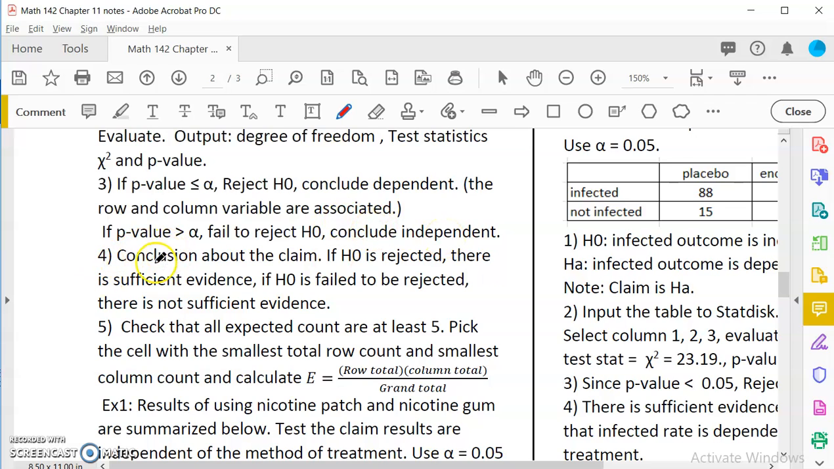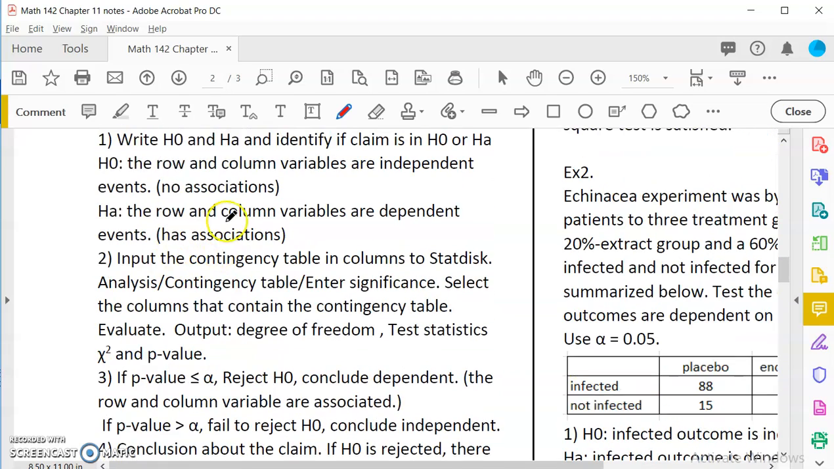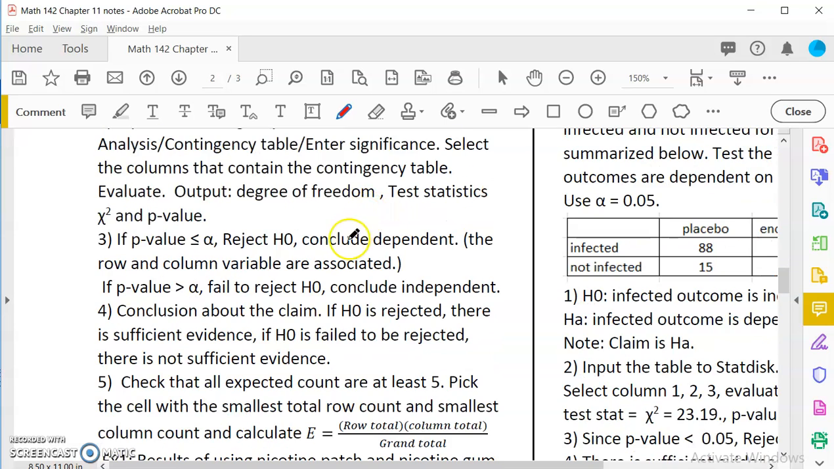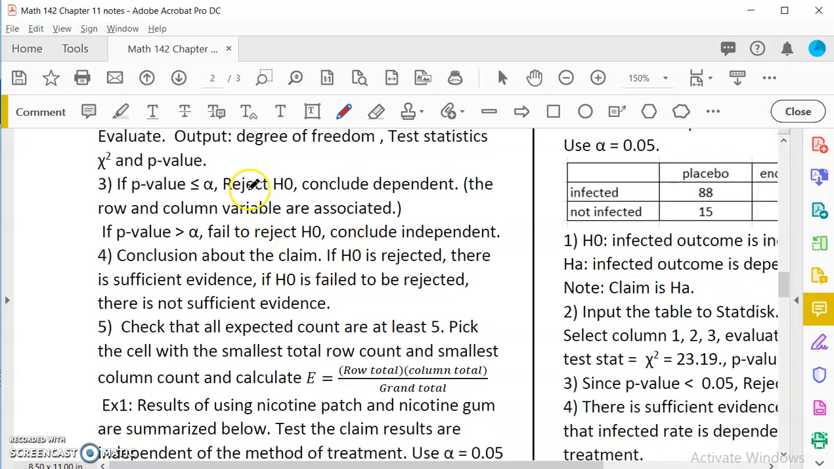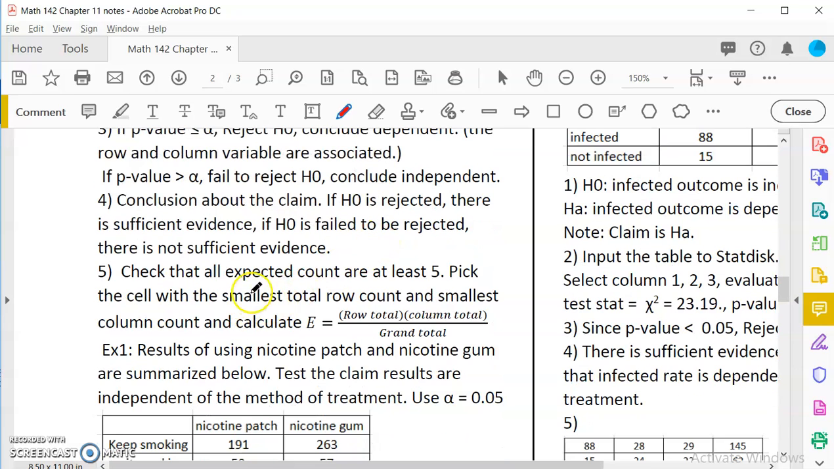So step 4 would be the conclusion about the claim. If the null hypothesis is rejected, that means there is sufficient evidence, so you use the sufficient evidence statement. If H0 fails to be rejected, there is not sufficient evidence. Okay, so you do support or reject based on whether your real claim is claiming dependence or independence. But actually, when you look at the p-value, you already know if they are dependent or independent of each other.